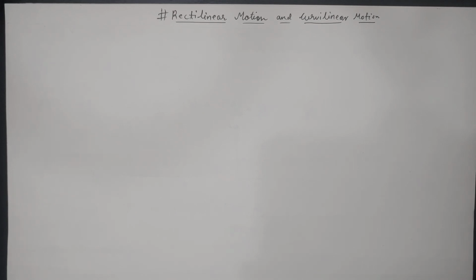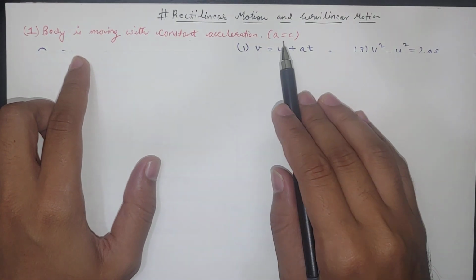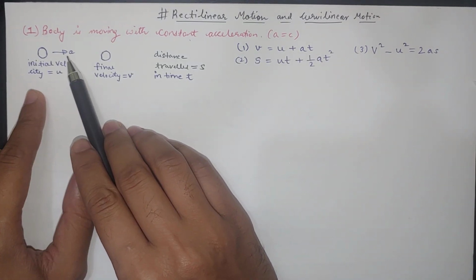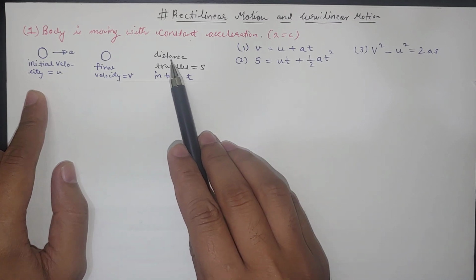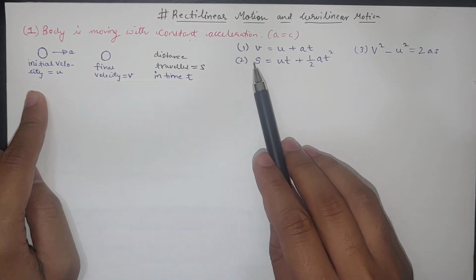In this video we will see rectilinear motion and curvilinear motion. The first case is a body moving with a constant acceleration, which is a is constant. Here this body is moving with acceleration a, its initial velocity is u and final velocity is v. Now it travels the distance s in time t, so this is the distance s.